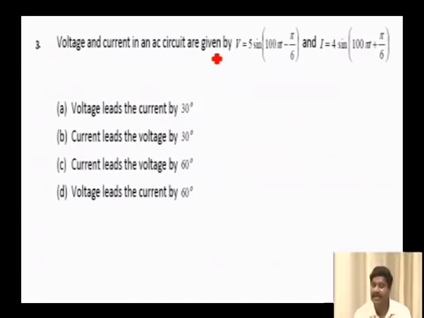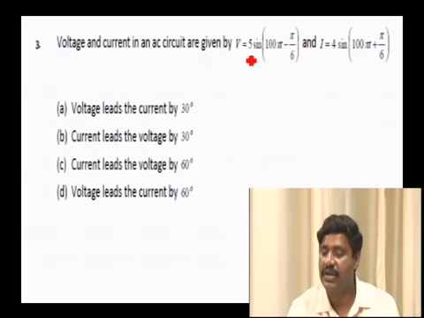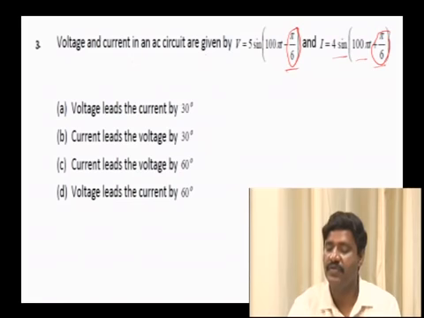Voltage and current in an AC circuit are given by 5 sin(100πt − π/6) and 4 sin(100πt + π/6). Just look at the additional phase here. This is minus π/6, this is plus π/6. They have a phase difference.